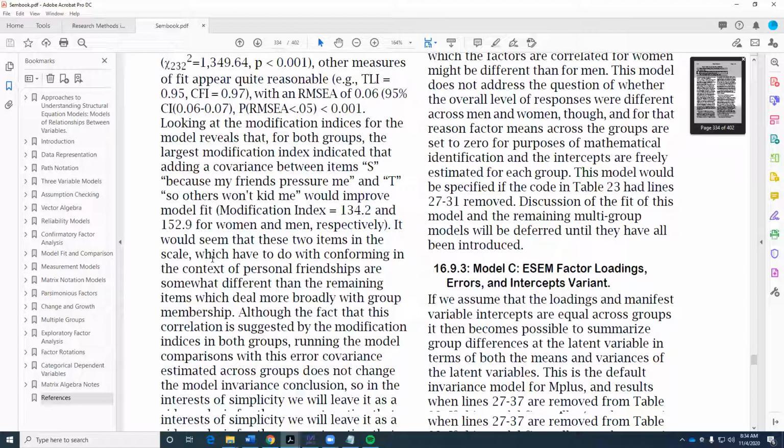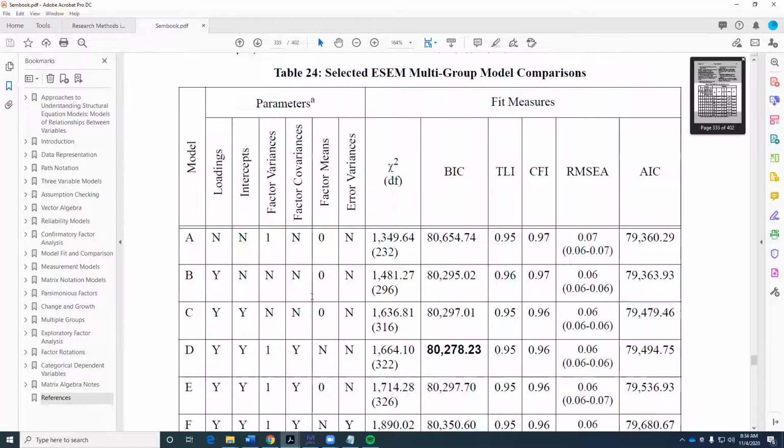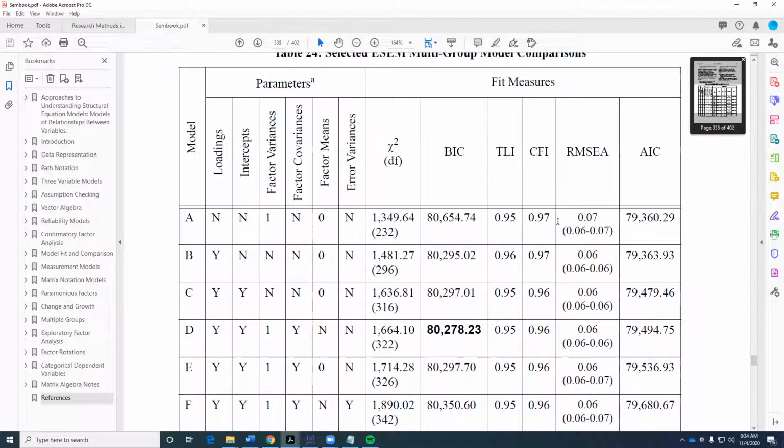I talk about each of those models as well, but probably this is a picture of the analysis as it looks in its larger proportions. So if I've got model A, everything's going to be different. That is the loadings, the intercepts, the factor covariances, and the error variances. That gives me this chi-square. And here's the rest of my fit statistics.